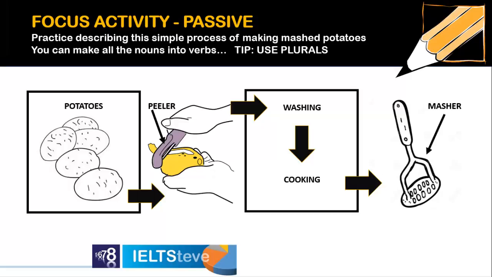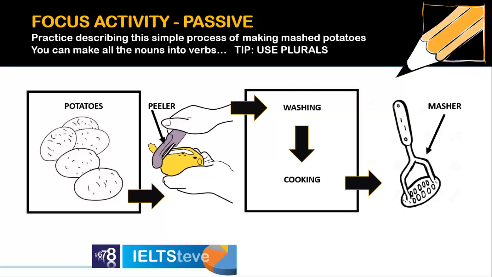Now, here's a chance for you to focus on an activity yourself. So just have a go describing the simple process of making mashed potatoes, which is one of my favorite things. Little clue for you: use plurals. We see it's potatoes, and you can use all of these verbs and nouns.